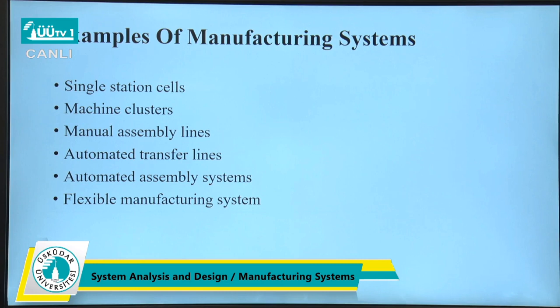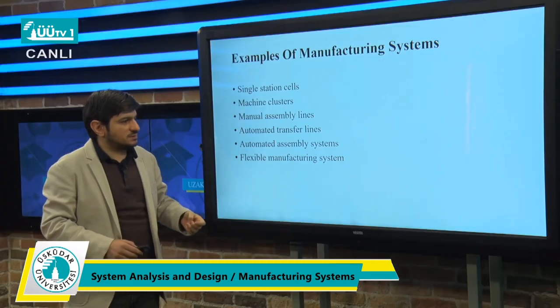So when we look at examples of manufacturing systems, we have slightly different types of manufacturing system, such as single station cells, machine clusters, manual assembly lines, automated transfer lines, automated assembly systems, and flexible manufacturing systems.